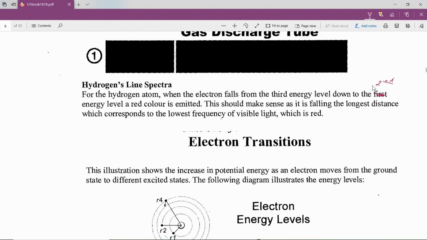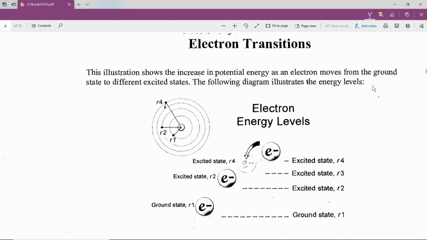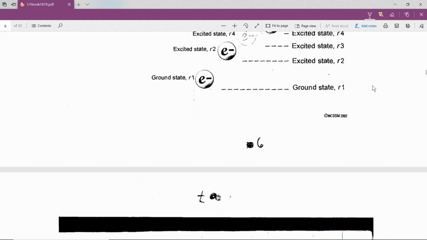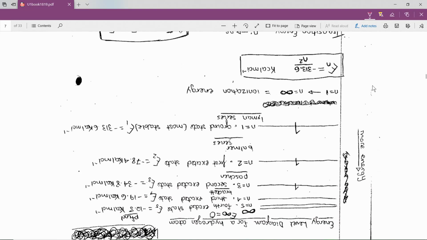If it's a larger jump down, then you'll have a higher energy photon released. Higher energy means if it's in the visible spectrum, it's going to be towards the blue end as opposed to towards the red end. And these are all called electron transitions. And so here I have an example of the ground state and various excited states, and then they fall back down on page 6.